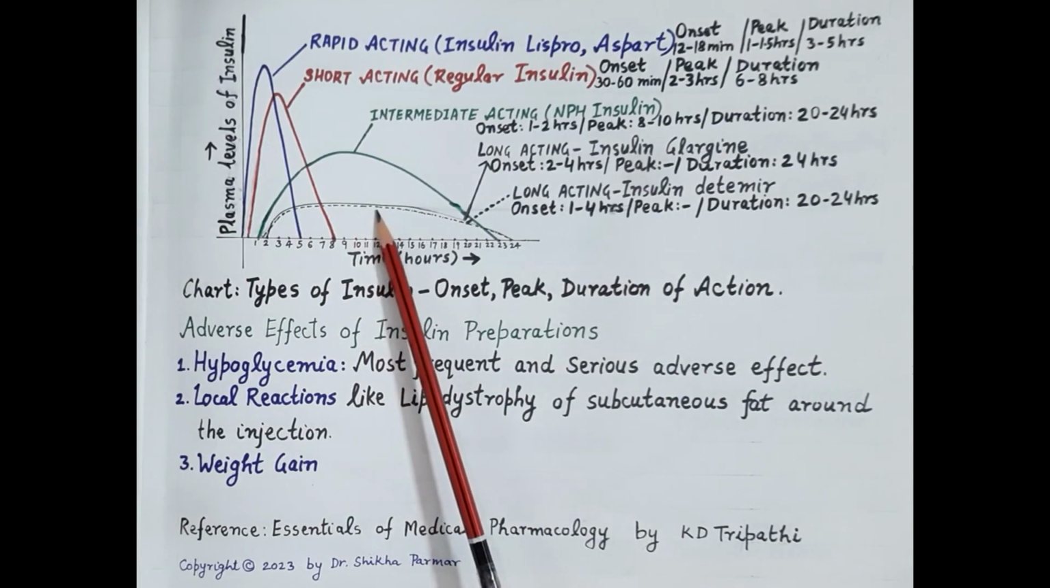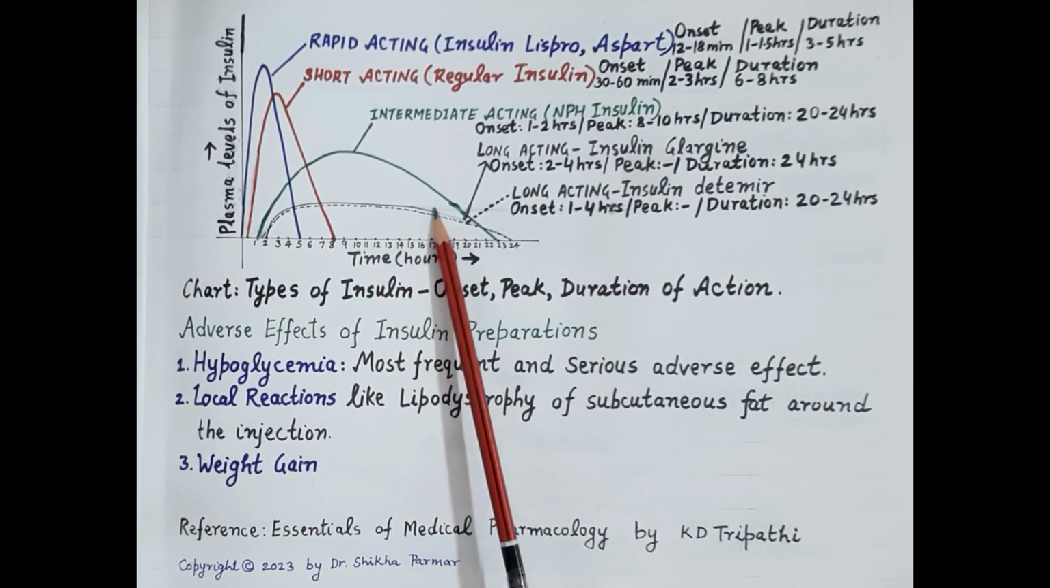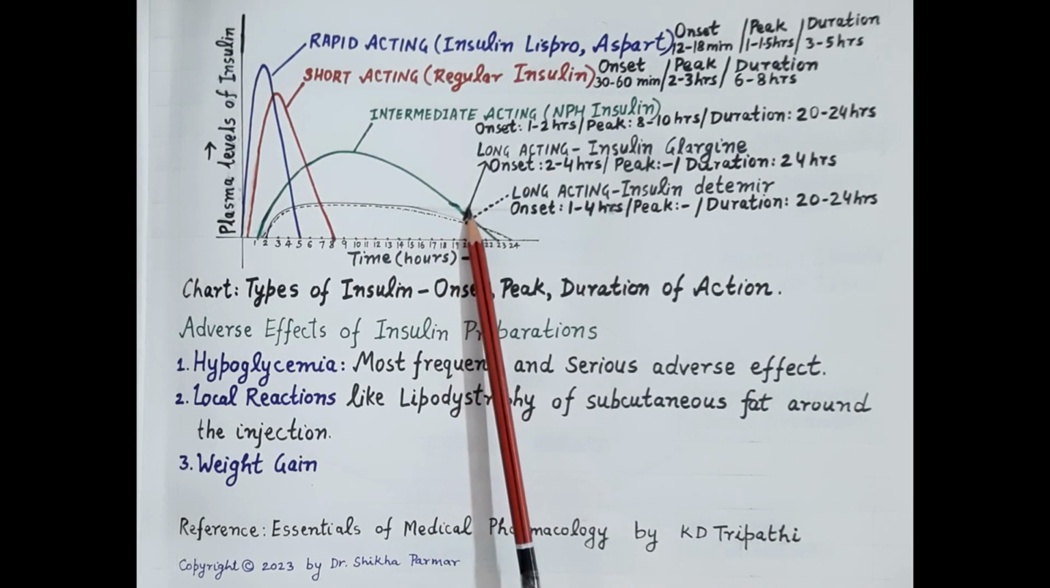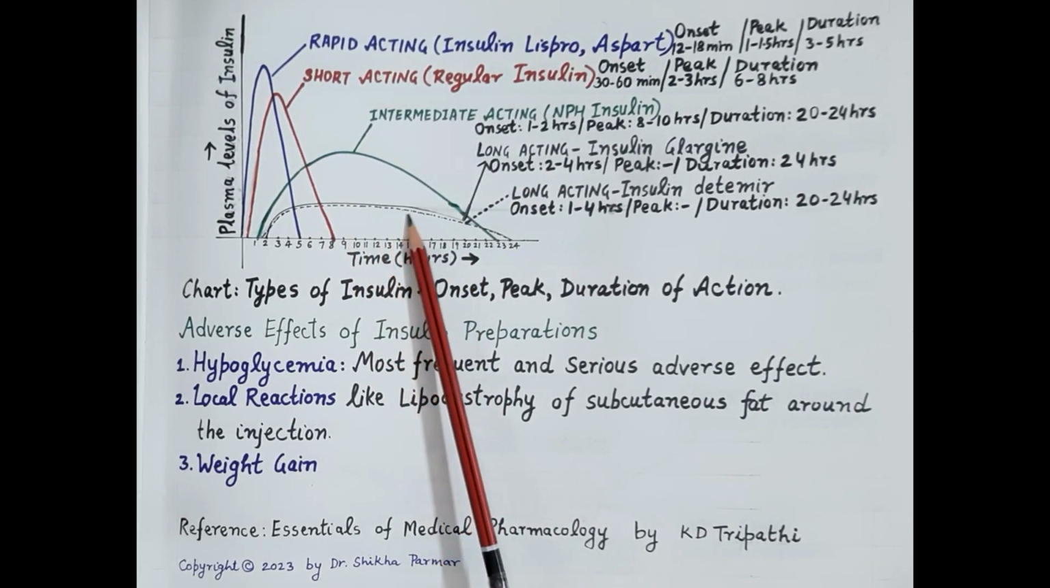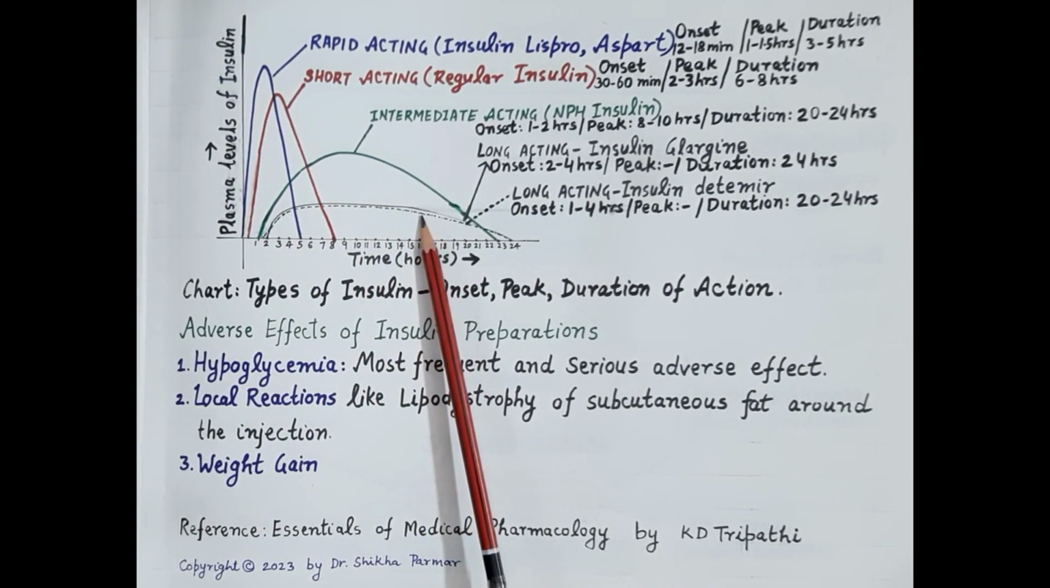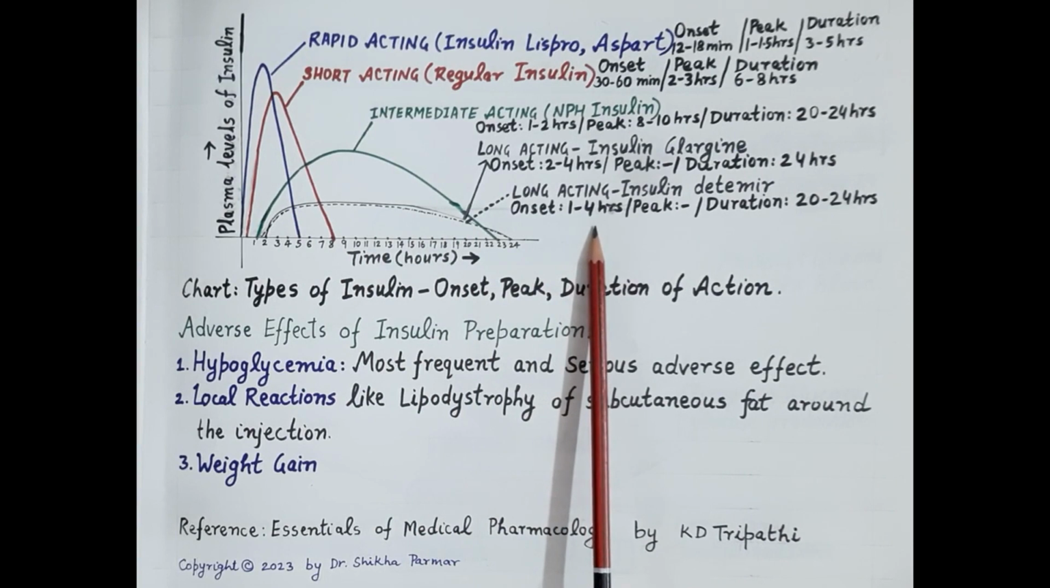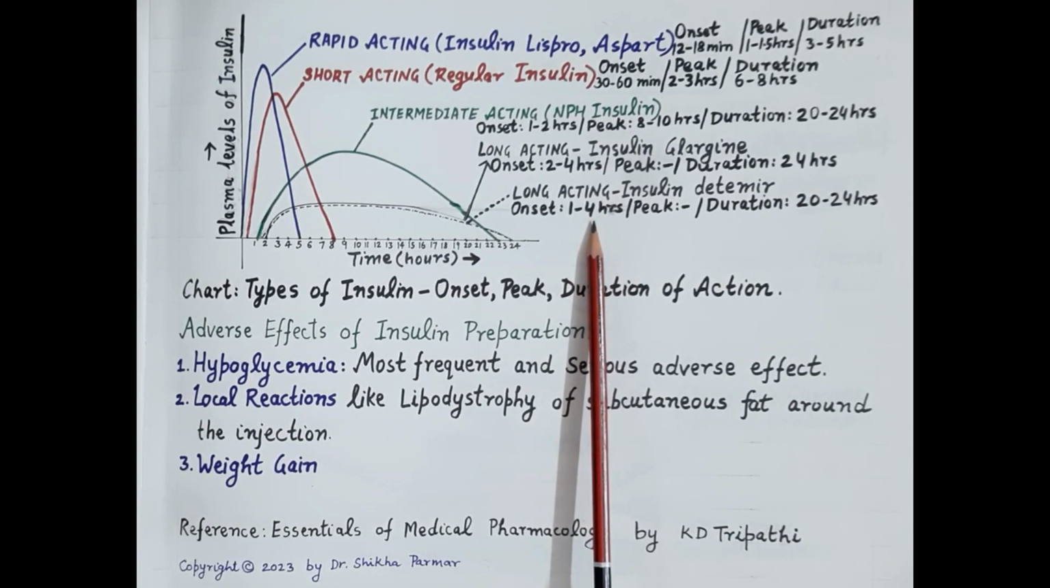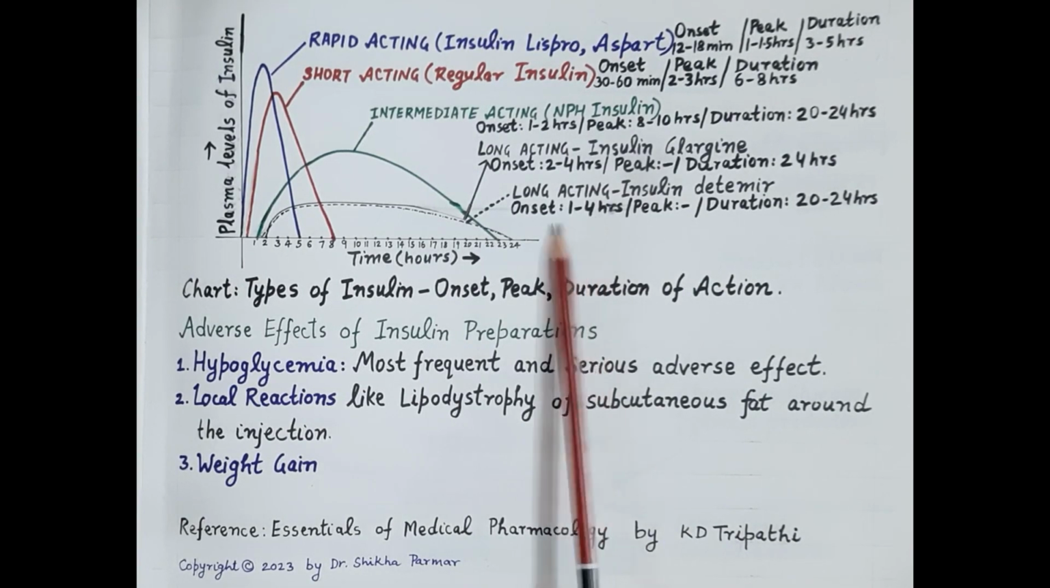Now look at this graph. These long acting insulin preparations show consistent release of insulin, the same amount of insulin is released for all the 24 hours, and thus the peak is found to be absent. Since they are long lasting, they are administered once daily, and these long acting insulin preparations control blood glucose during fasting, that is between the meals and overnight. Now let's study each category of these insulin preparations in some details.